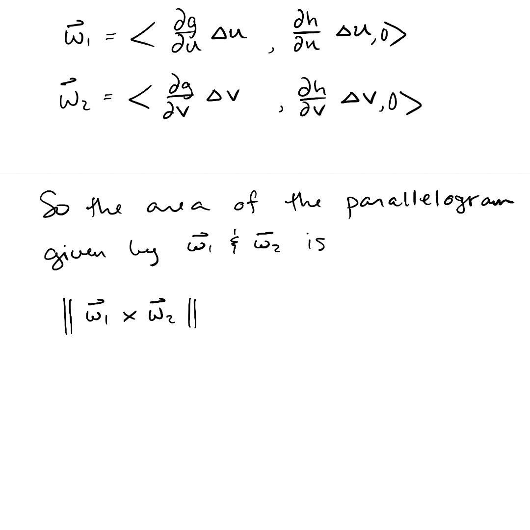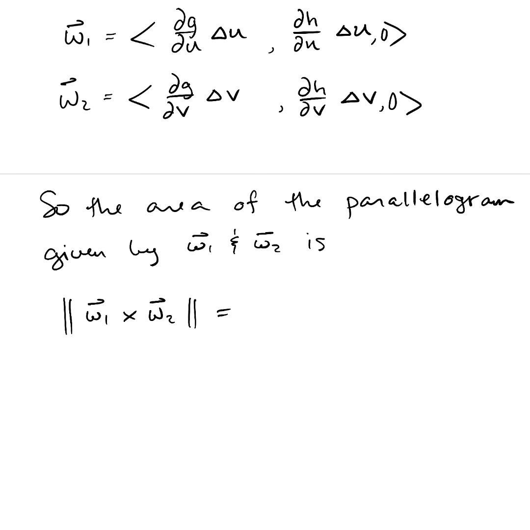We need to cross W1 and W2, so we need to think of them as 3D vectors. Since they're flat in the xy plane, let's just think of their third coordinate as 0. Then if you cross them, do the cross product, dig that thing up from Calc 3. But I can tell you, if you cross them, you will get a third vector.